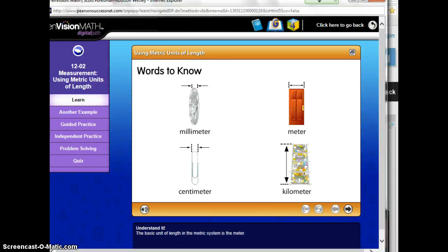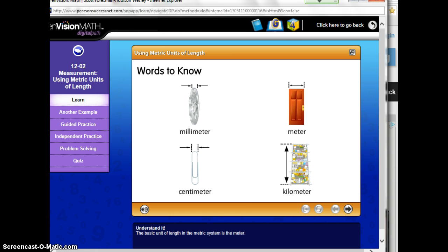Yesterday we focused on customary units of measure, but today we're changing that and we're going to focus on metric units. Now, in the United States, most of the time we use customary units in our country, but there are times in different circumstances that we may use metric.